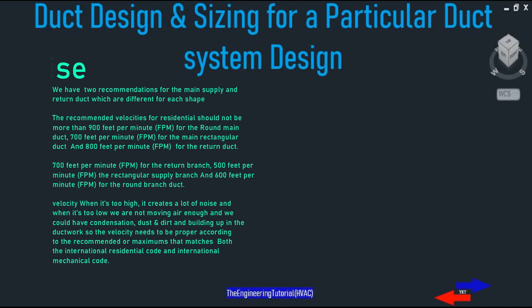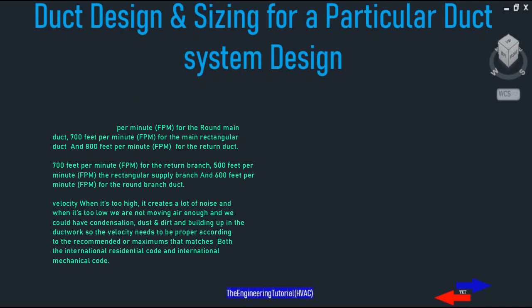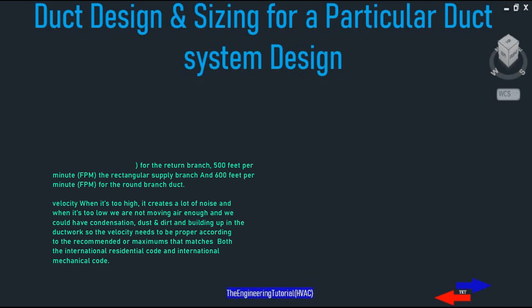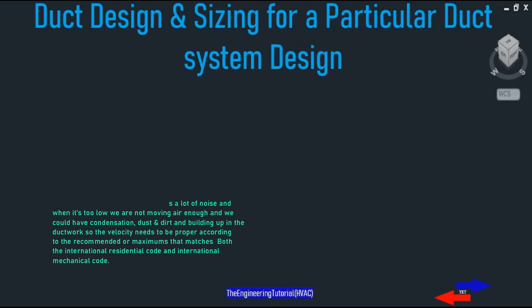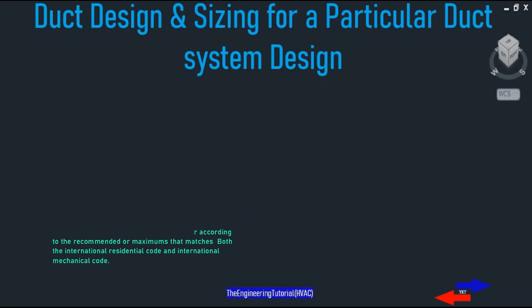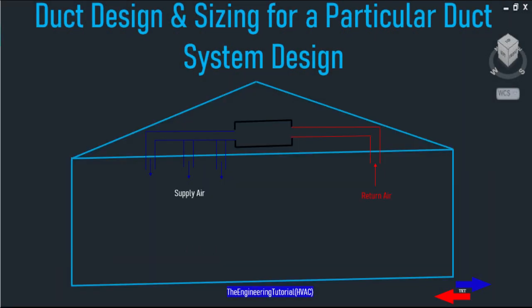So velocity, if it's too high, it creates a lot of noise, and if it's too low, we're not moving enough air, and we could have condensation and dust building up in the ductwork. So the velocity needs to be proper according to the recommended and maximum velocities that match both the International Residential Code and International Mechanical Code.